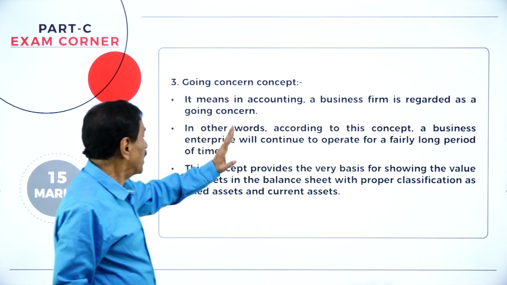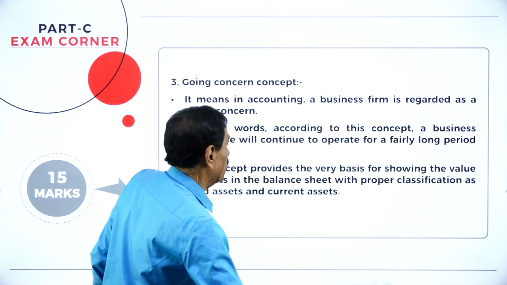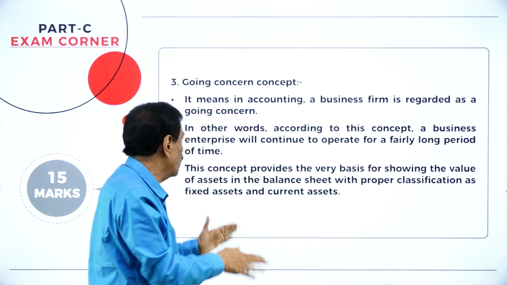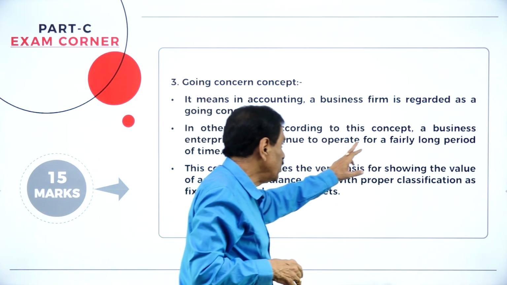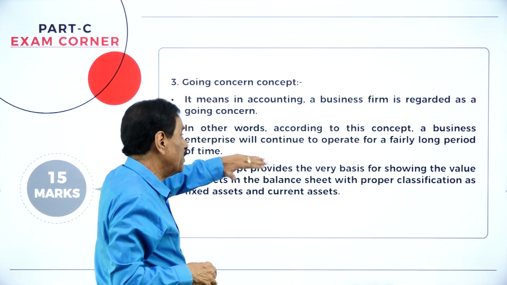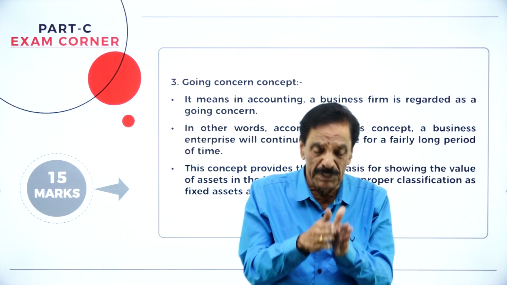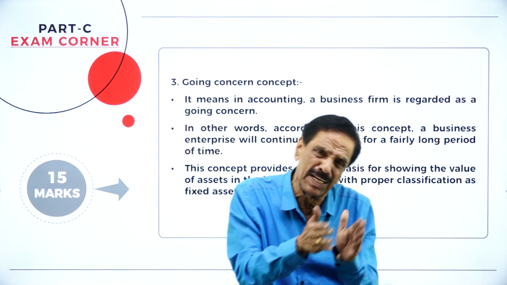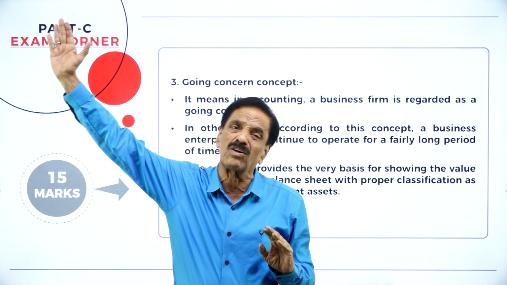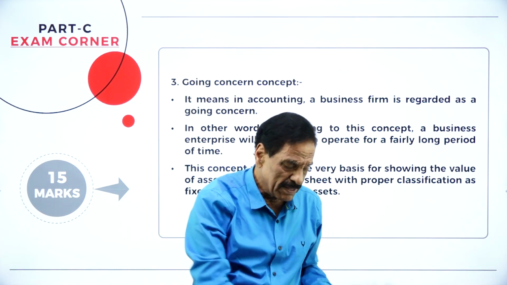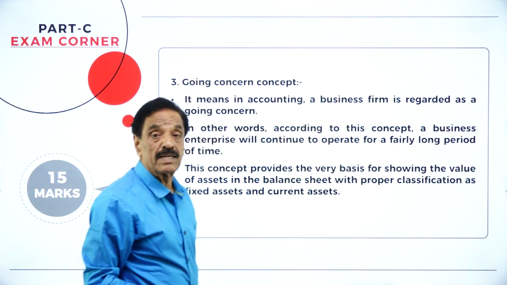Then going concern: it means accounting is regarded as a going concern. In other words, a business enterprise will continue to operate for a long period of time. It goes on for a long time, not for 1 year or 2 years, but maybe 10 years, 15 years, 20 years, 40 years. That is why it is called the going concern concept.